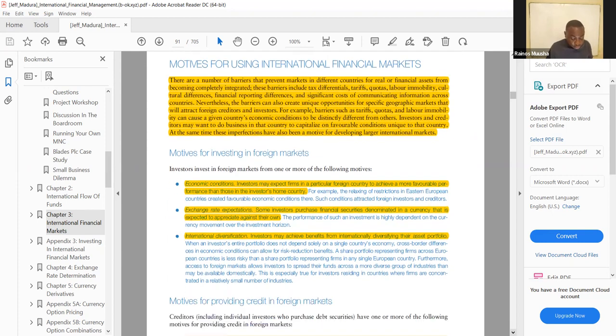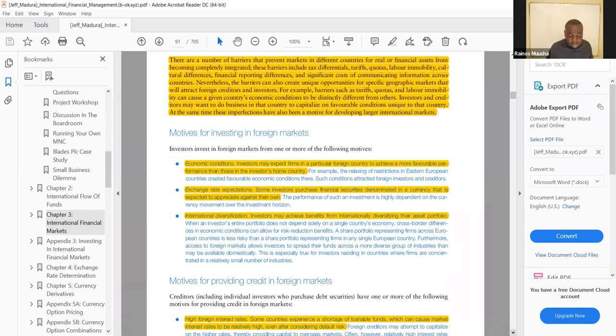On the next section, we look at motives for investing in foreign markets, which means we're looking at why a company or a multinational corporation would consider investing in foreign markets instead of their own domestic markets. The first one is economic conditions, where they say investors may expect firms in a particular foreign country to achieve a more favorable performance than those in the investor's home country. Which means they're expecting a better return from their investment in the foreign country than in their own domestic country. Hence, they would consider investing in foreign markets.